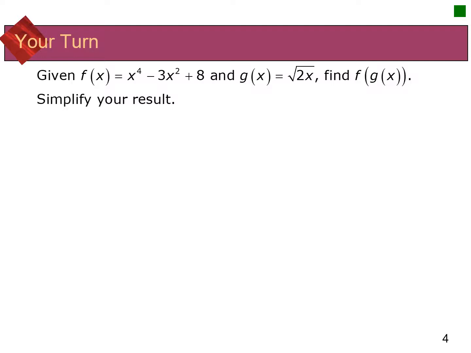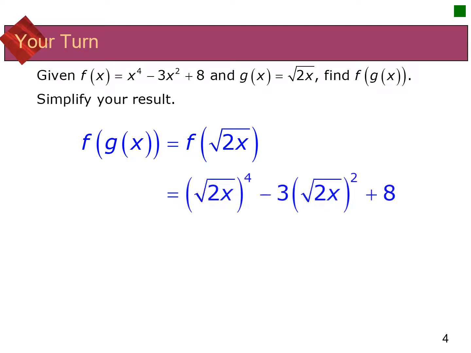But if I'm going to do f of g of x, again, I'm going to replace g of x with what it is. So the g of x is being replaced with the square root of 2x. And now I'm going to go to the function f and replace every x with the square root of 2x. So I'm going to have the square root of 2x quantity to the fourth power minus 3 times the square root of 2x quantity to the second power plus 8.